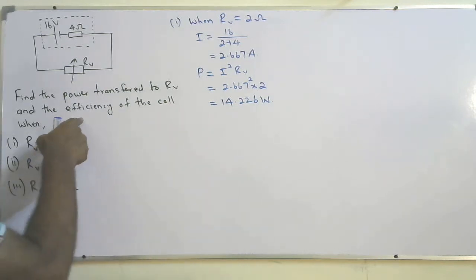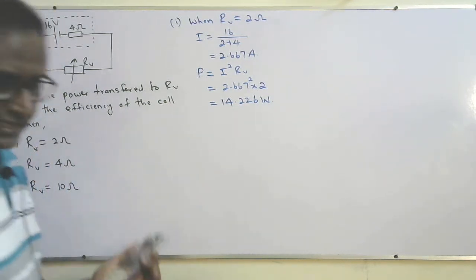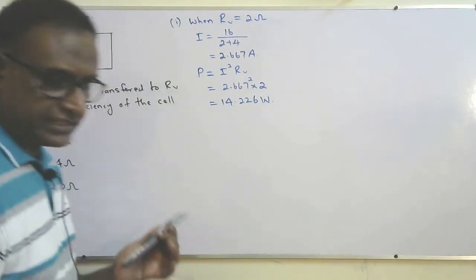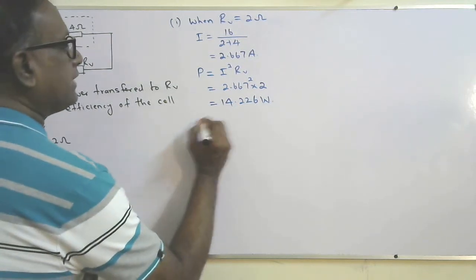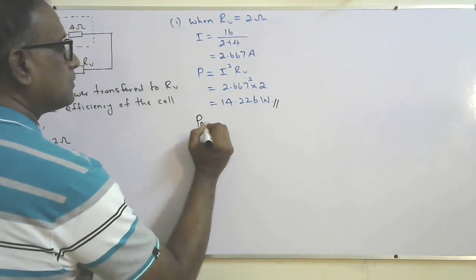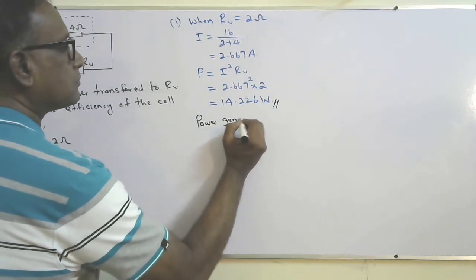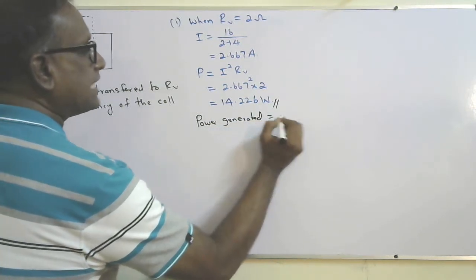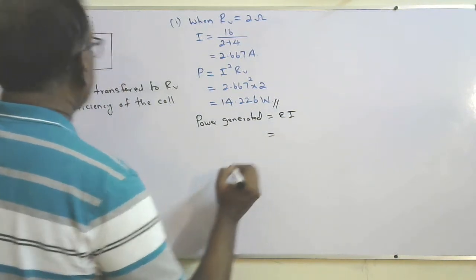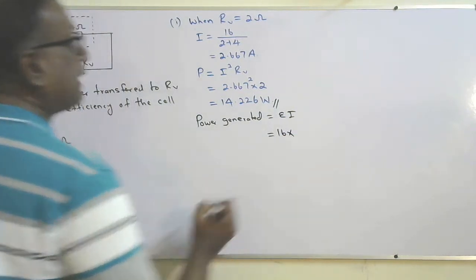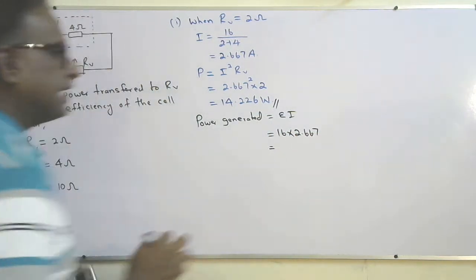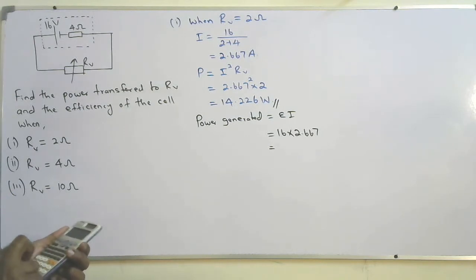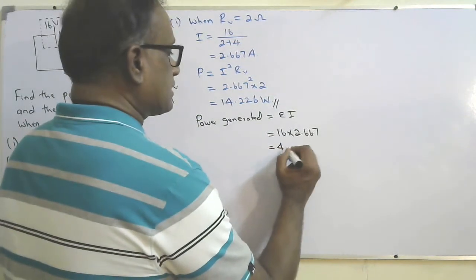So I need to find the efficiency, right? For efficiency, I need to find the power generated first. That is equal to EMF times I. So EMF is 16 times current flow 2.667. That will be 42.672 watts.